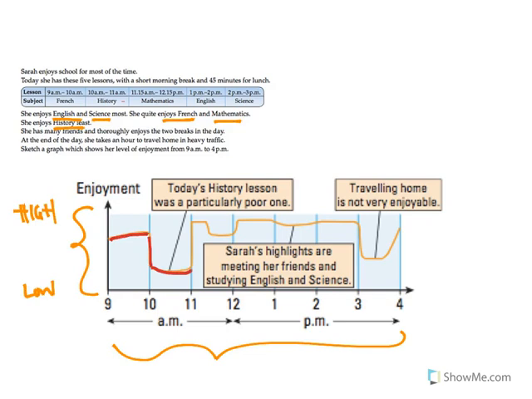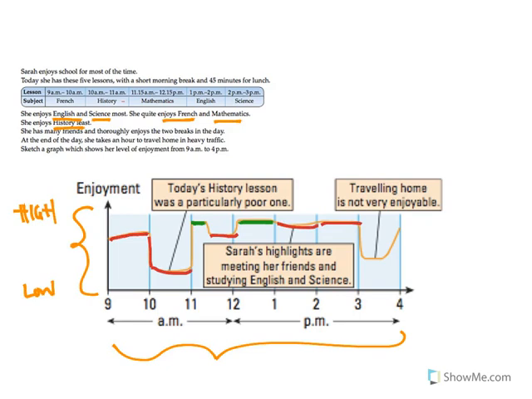Then from 11 to 11:15, she has her break. That's why it's extremely high. And then she has maths that she also quite enjoys, but not exactly too much. And then from 12:15 to 1, she probably has lunch. That's why she's so happy. And then for her last 2 periods of the day, she has science and English. That's also why her enjoyment level was still so high.